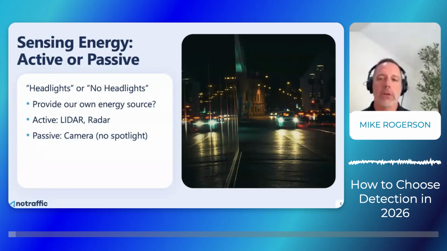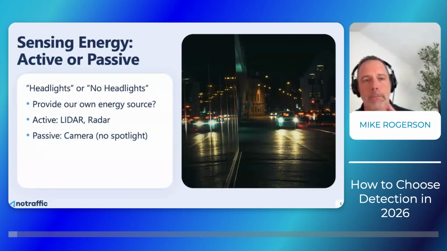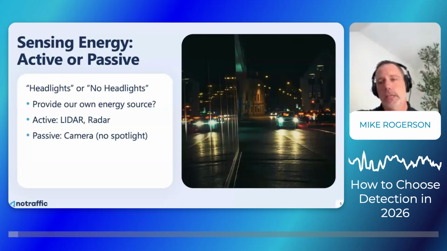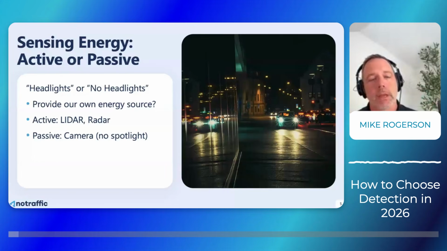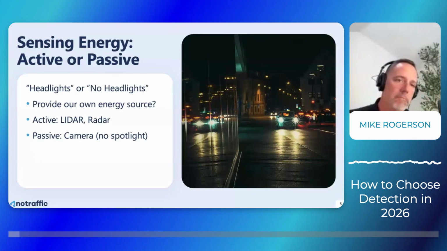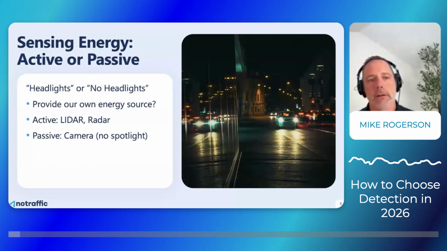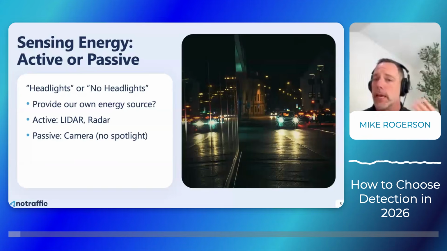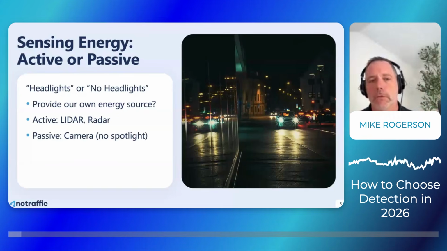So active, you could think of this like a headlight on a car. You're sending energy out and then reading the return. Passive, you could think of this like your eyes. You're just getting energy from the environment. And if you think of what we actually use to detect traffic, active, you could think of this as LiDAR and radar. Passive, cameras with no spotlight. So that's probably a good bounding condition for you.